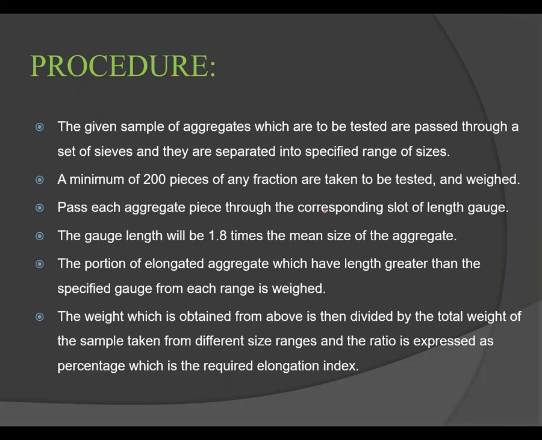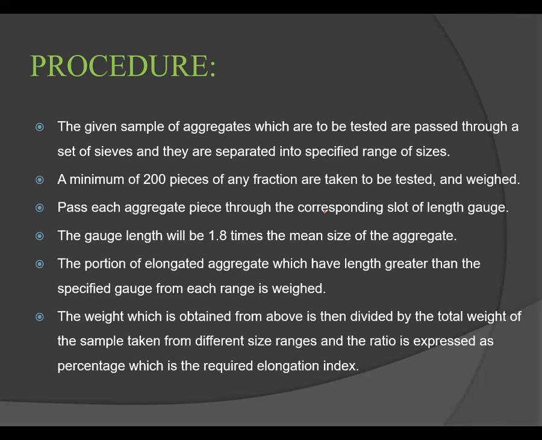The given sample of aggregates to be tested is passed through a set of sieves of different sizes and separated into the specified range of sizes. A minimum of 200 pieces of any fraction are taken to be tested and weighed, that is W1. Then pass each aggregate piece through the corresponding slot of the length gauge, and this length gauge will be 1.8 times the mean dimension of the aggregate.